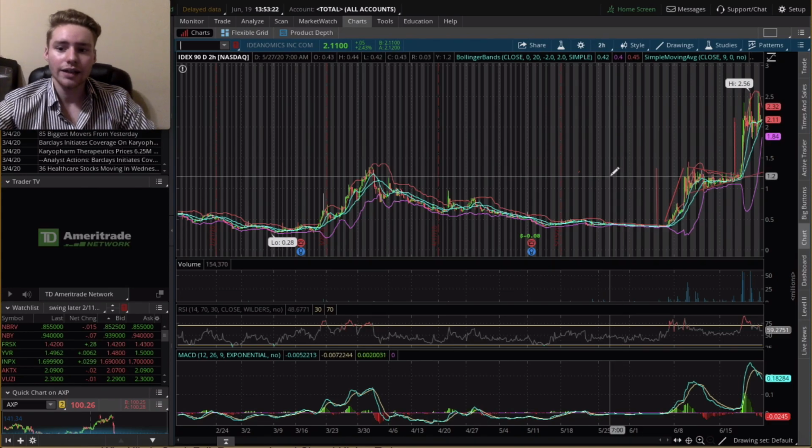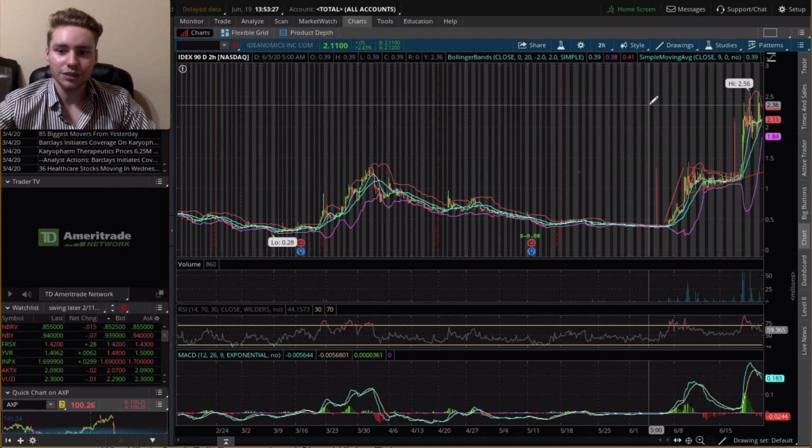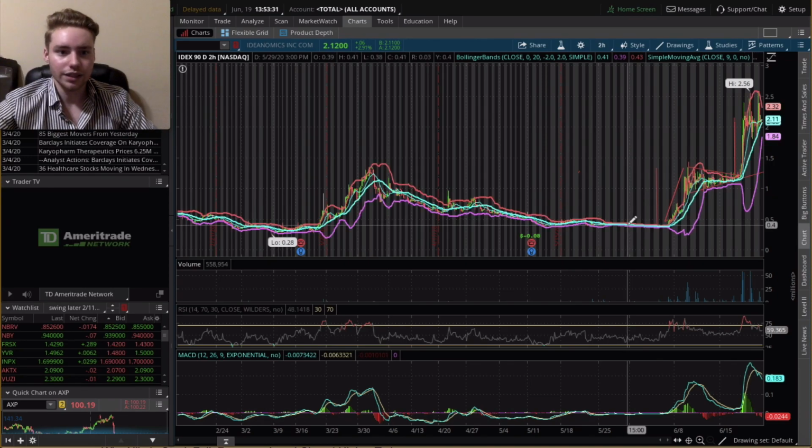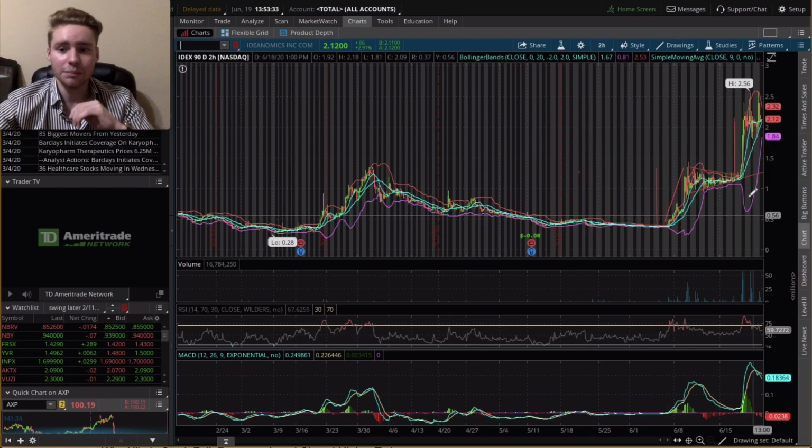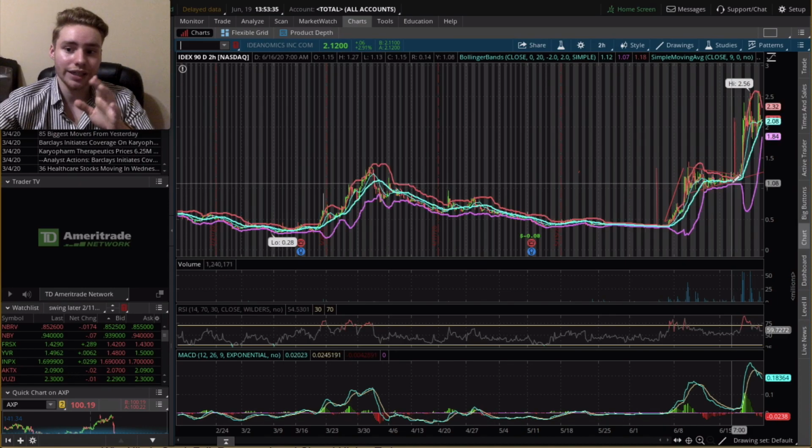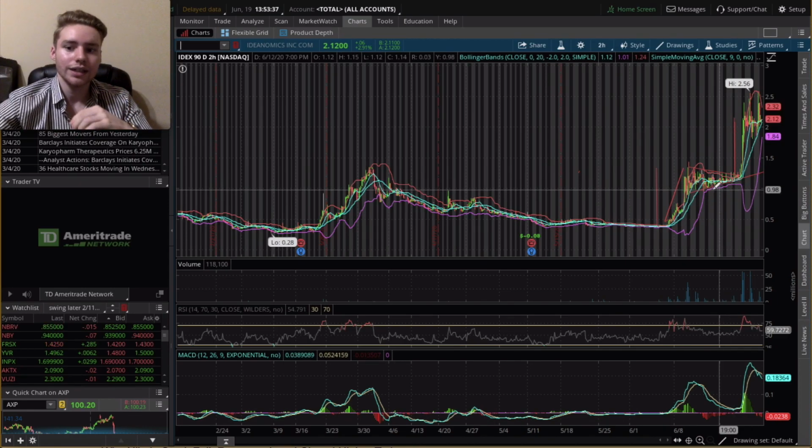Now, while this pennant is a bull pennant, there is also another form of pennant, which is a bear pennant. And a bear pennant is essentially the opposite. So if this was going from the top down, this would be considered a bear pennant, where you would anticipate a bearish breakout. So a breakout below the support line instead of above the resistance line.